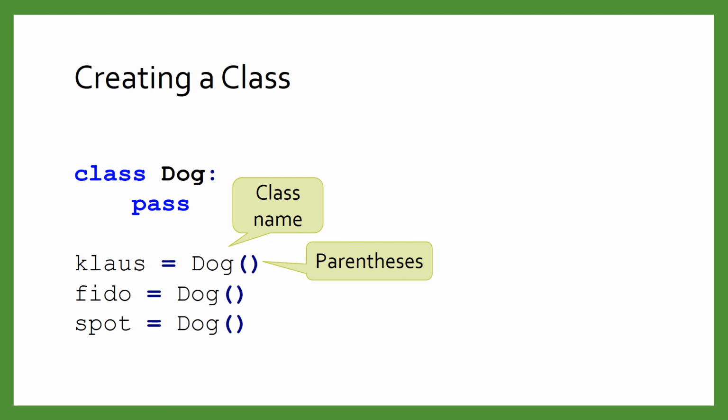Once a class is created, you can create instances of it using the class name. By calling the class name like it was a function, you create an object of that class's type. We typically then assign that object to a new variable. One class can be used to create many objects.